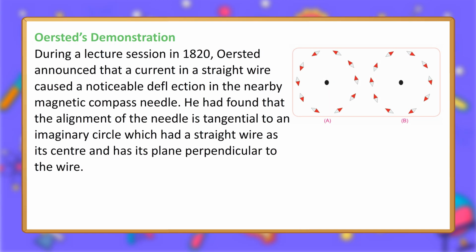Ørsted's demonstration. During a lecture session in 1820, Ørsted announced that a current in a straight wire caused a noticeable deflection in the nearby magnetic compass needle. He had found that the alignment of the needle is tangential to an imaginary circle which had a straight wire as its center and has its plane perpendicular to the wire.